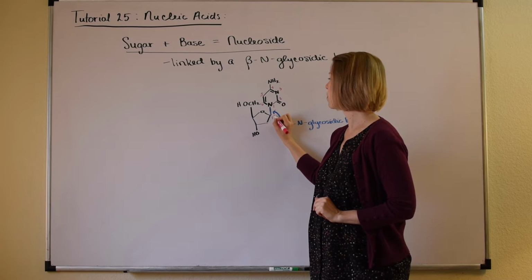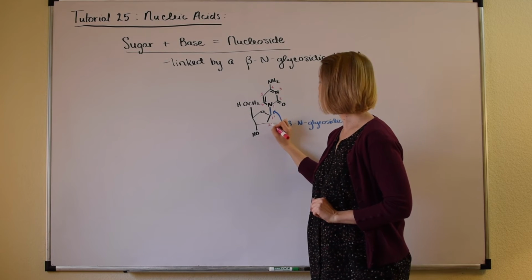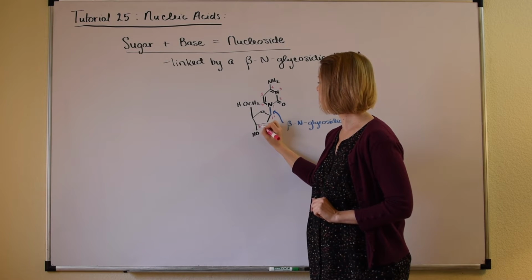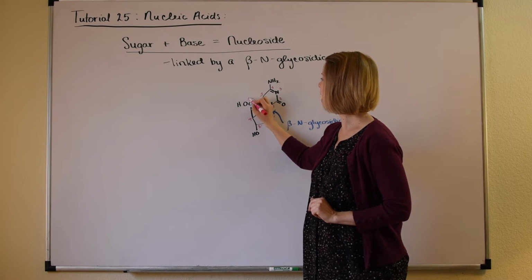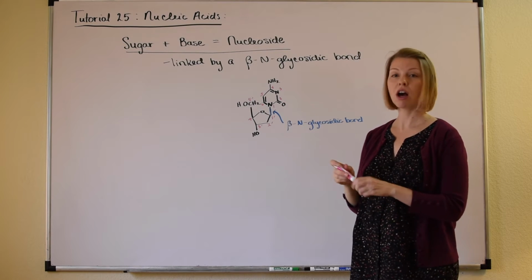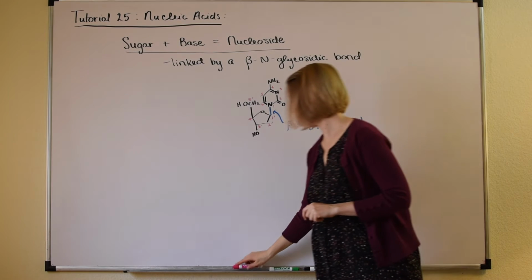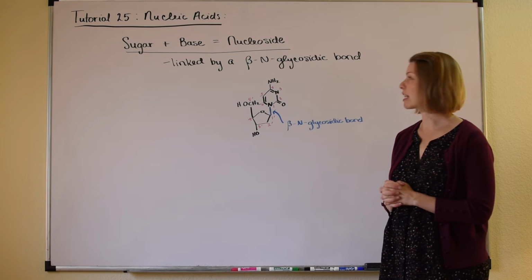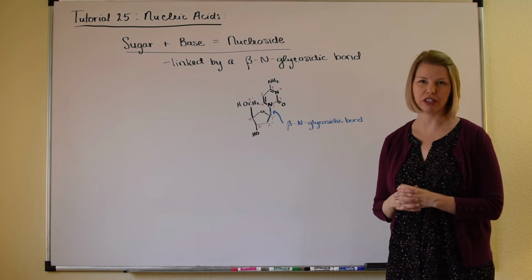So we've got a 1' for the anomeric carbon, 2', 3', 4', and 5'. Okay, so that's how we would number all the carbons in our sugar. All right, so let's talk a little bit about how to name nucleosides.